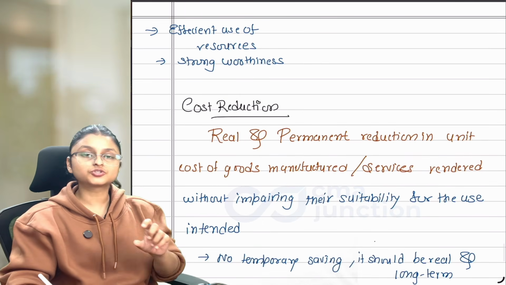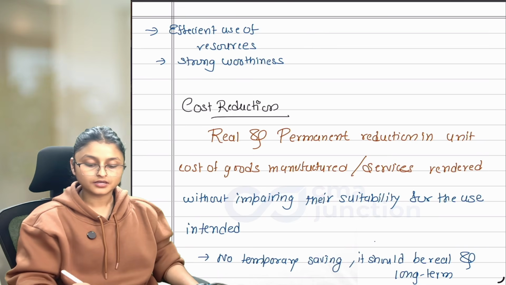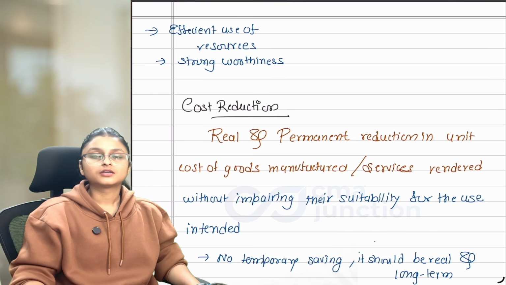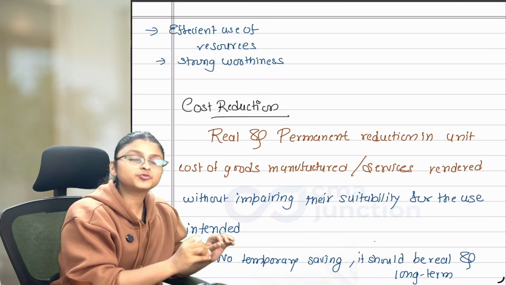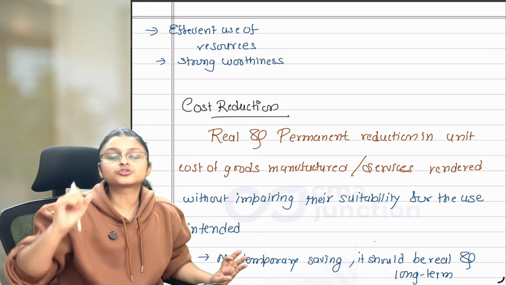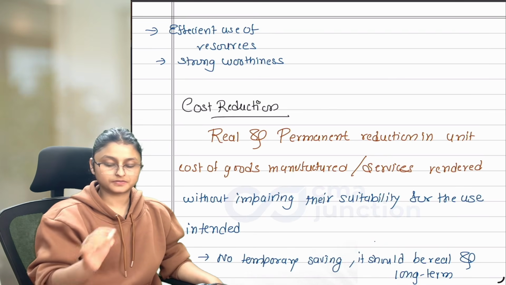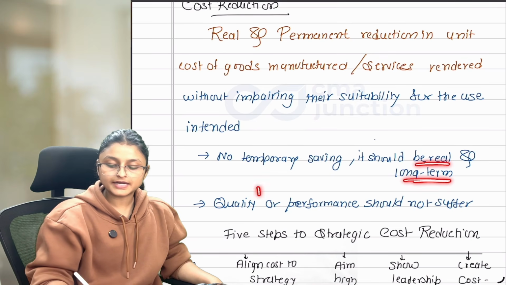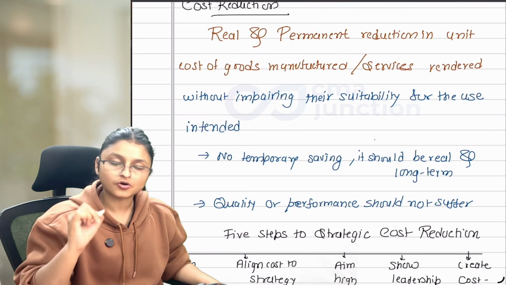Now, these reductions should be in unit cost of goods manufactured or services rendered without impairing their suitability for the use intended. The product should be able to perform its function. There should be no change in the function, only cost should be reduced. And that is when we call it cost reduction. No temporary saving, it should be real and long term, and quality or performance should not suffer. Then only we'll treat it as cost reduction.